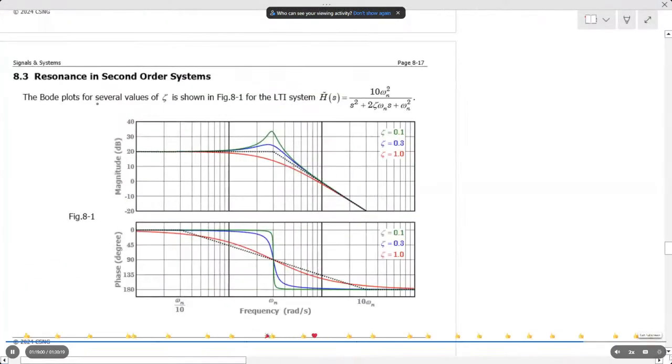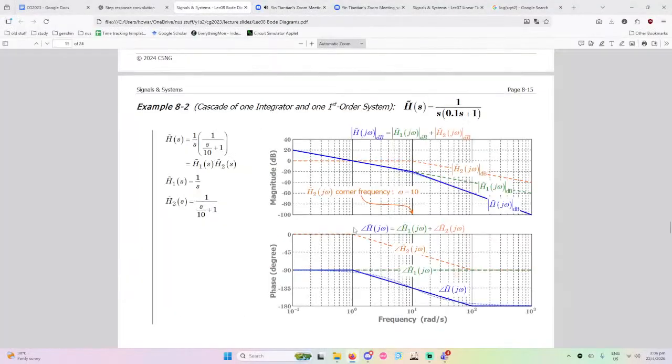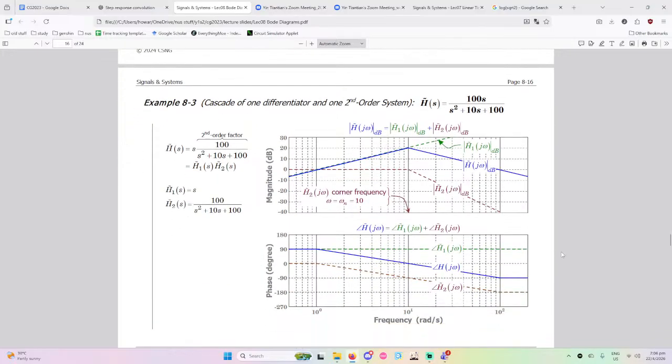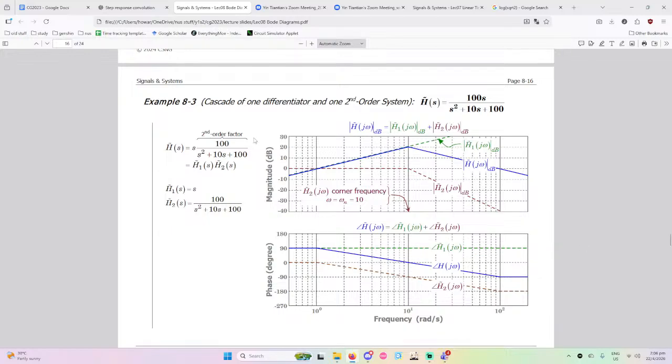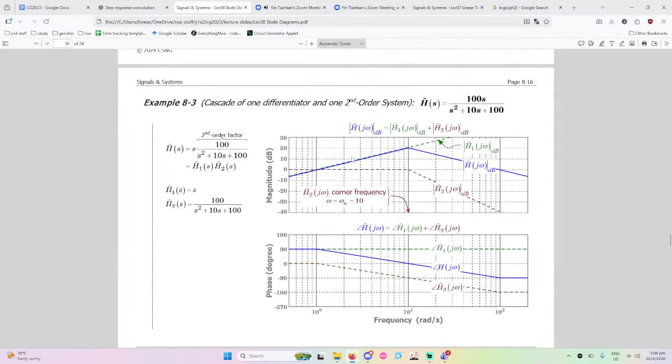The Bode plot for several values of theta is shown in figure 8-1 for the LTI system, of which the transfer function is given by HTL.S equal to 10 times omega n squared divided by s squared plus 2 zeta omega n s plus omega n squared.